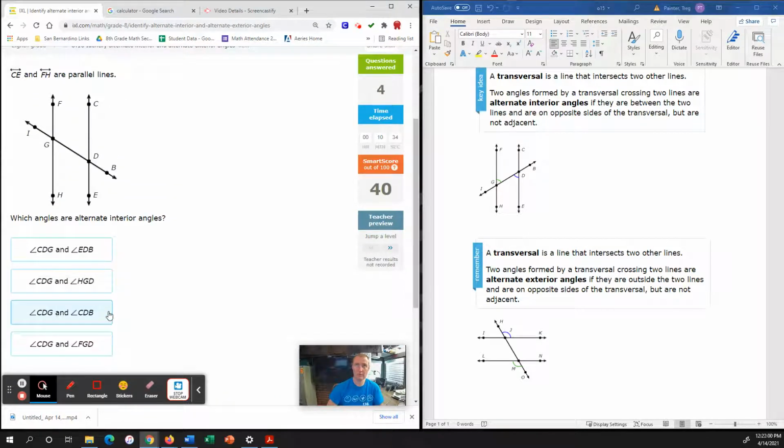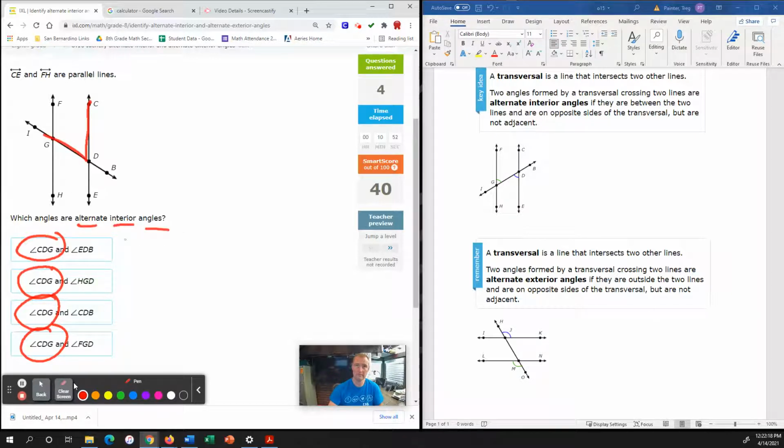Okay, we got our next one. We got line CE is parallel to FH. And we're going to go ahead and compare CDG, because they're all CDGs. So CDG is CD to G. So that's an alternate interior angle. And to match that, we should be getting something like HGD. And there it is right there.